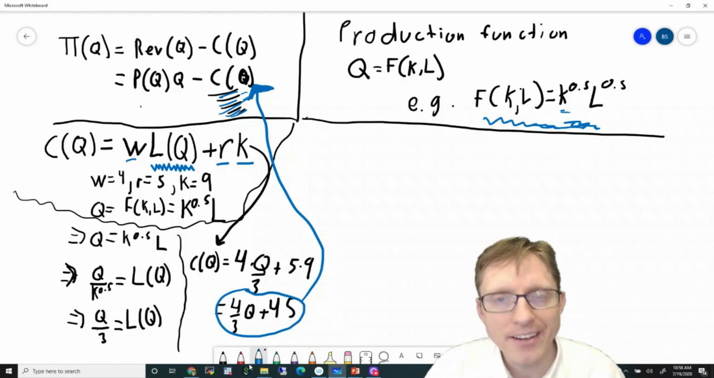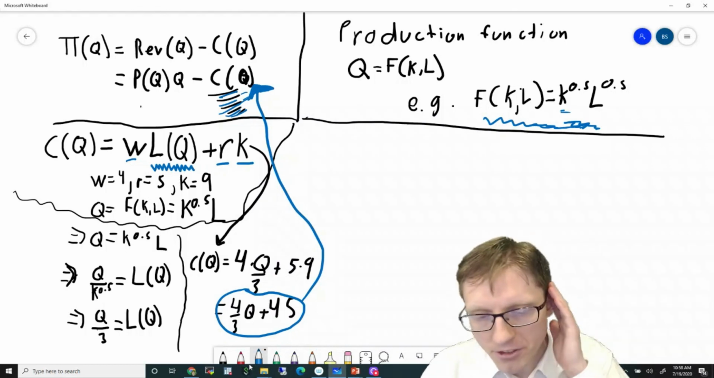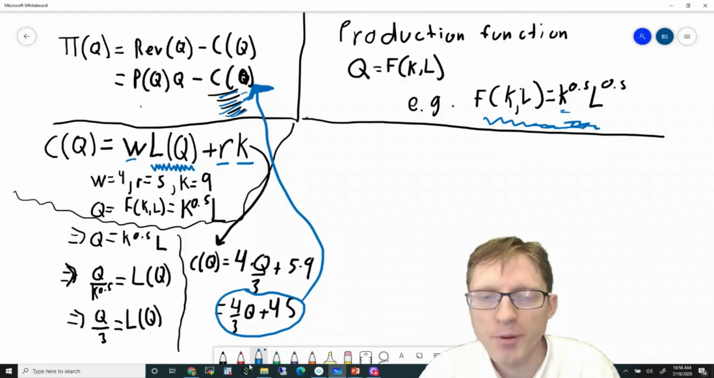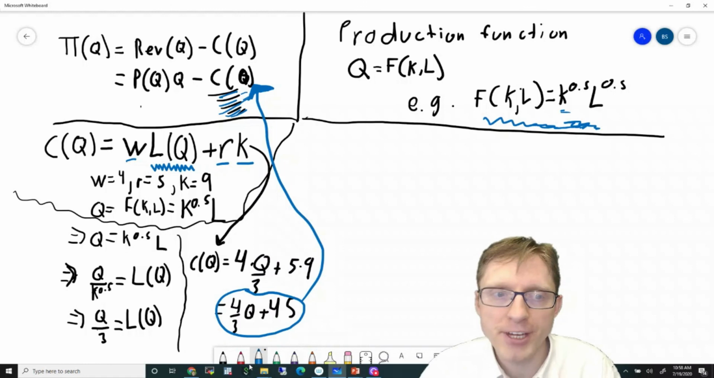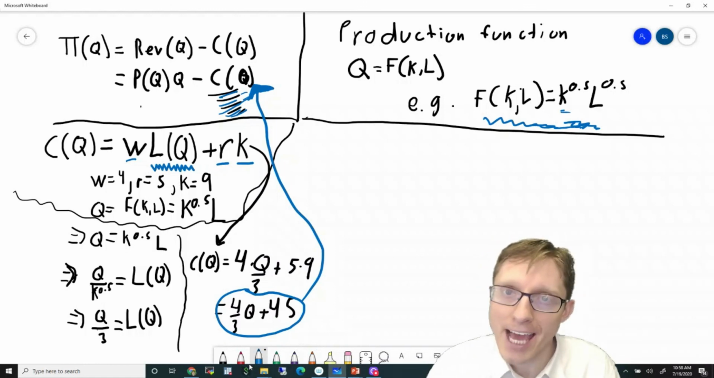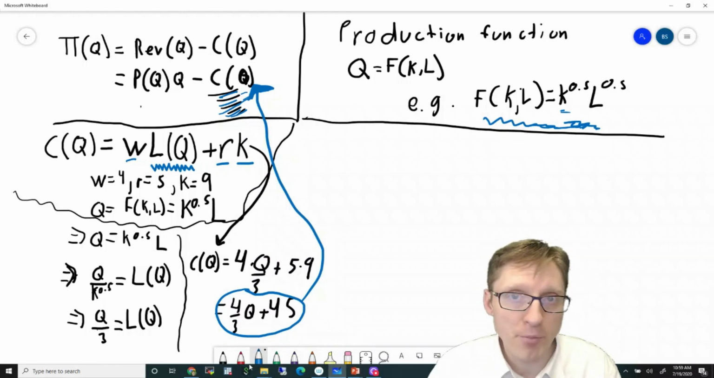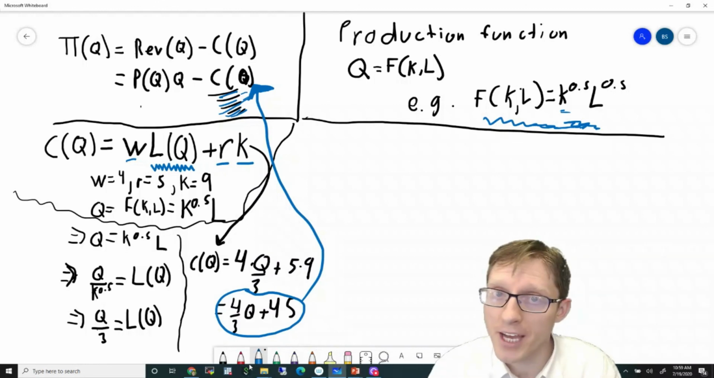So in the next short video, I'm going to go over the long run problem, where it's a little bit more complicated because the firm has to figure out the optimal amount of labor and capital to produce the given level of output at lowest cost. This was not something we had to worry about for the short run problem, but we do for the long run problem.